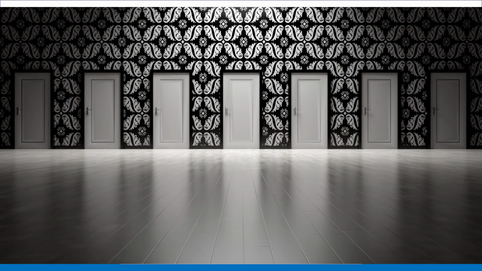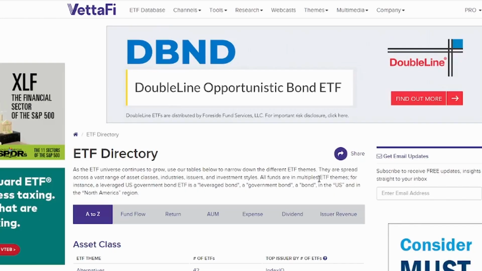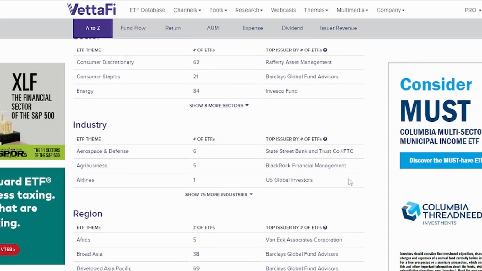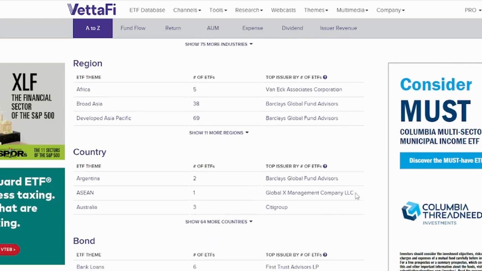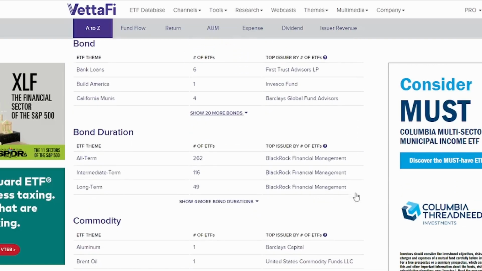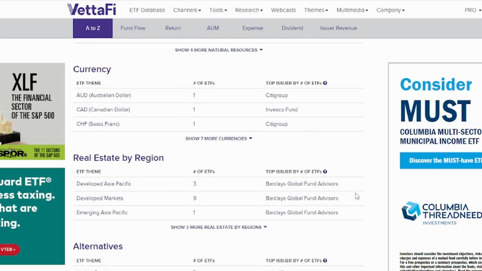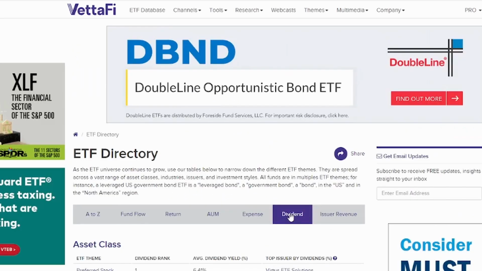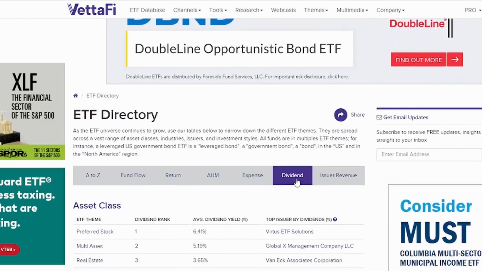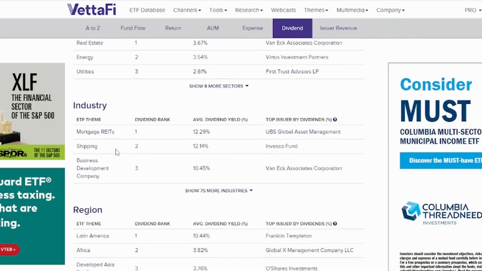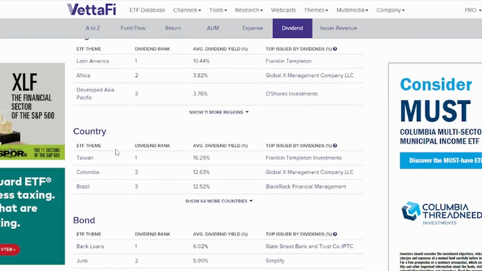So where do you begin your search? Well, there's a lot of great resources that I'm going to share with you right now. For starters, we can pop on over to etfdatabase.com, where they have this fantastic directory from A to Z, and you can sort by asset class, sector, industry, region, country, bond duration, commodity exposure, natural resources, currency. I think you guys get the drift of what I'm talking about. Now, because I'm a dividend investor, I like to sort by the dividend tab. And again, those same different options to sort this information are available to you under the dividends tab.